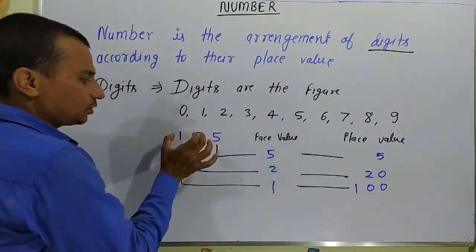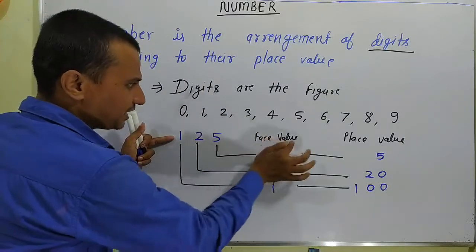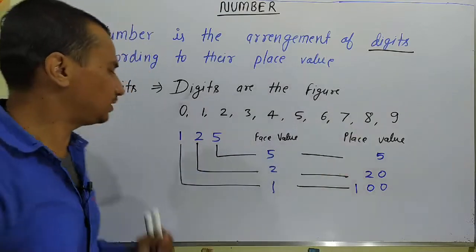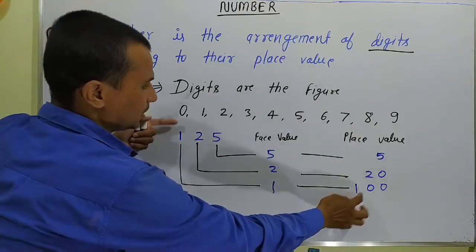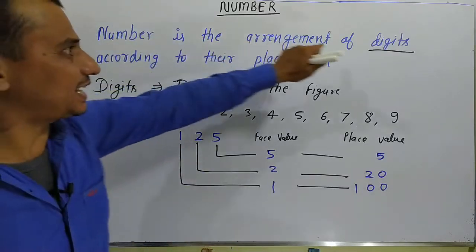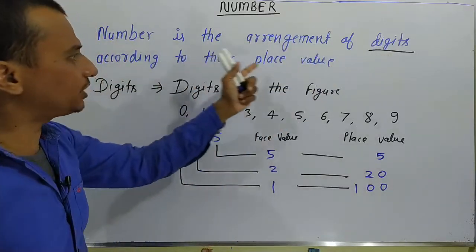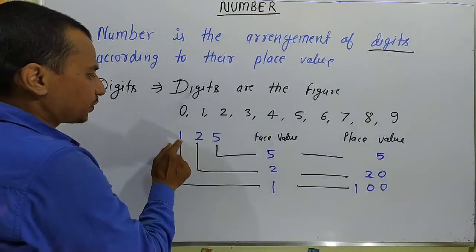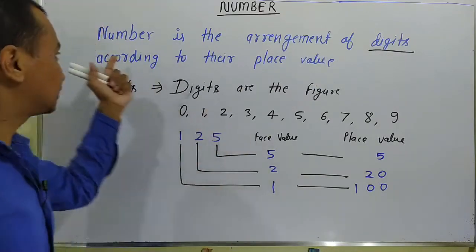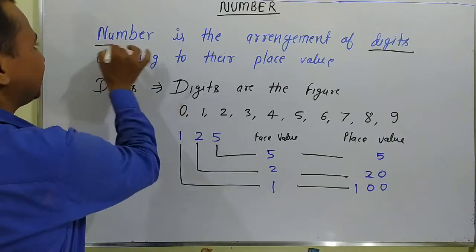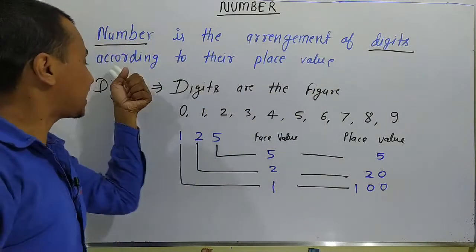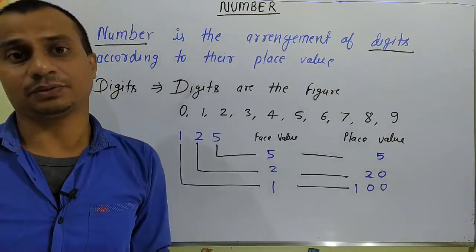When we are saying about the face value, it is 1, 2 and 5. But according to place value, it is 125. That is why number is the arrangement of digits according to their place value. 125 is number. Thus, you can easily define the number. What is number? Number is the arrangement of digit according to their place value.